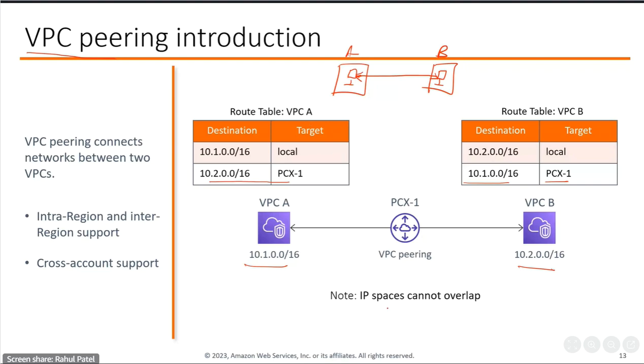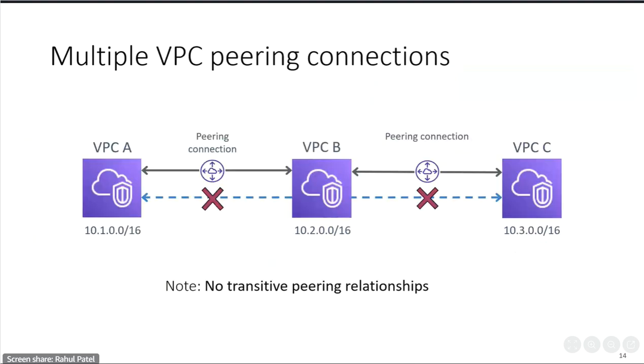Again, the limitation here is that the CIDR range cannot overlap. So here you can see that the CIDR ranges of the VPCs cannot overlap, else it will create an ambiguity. Okay. So this is the limitation with the peering connection.